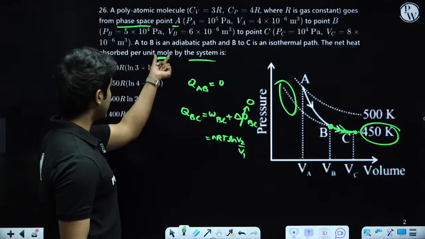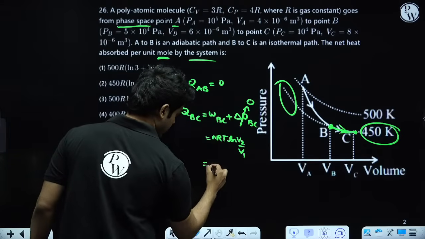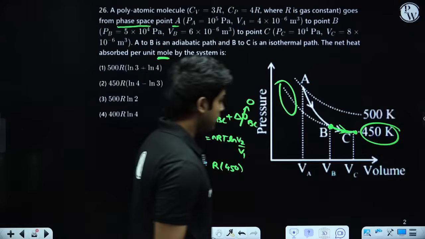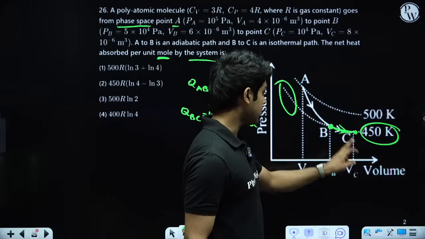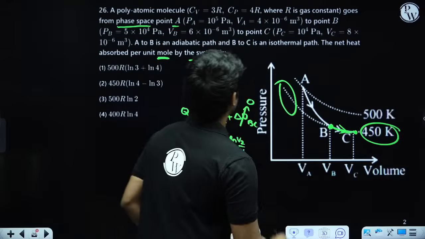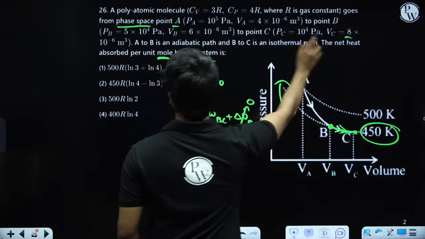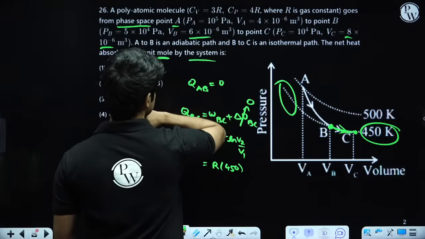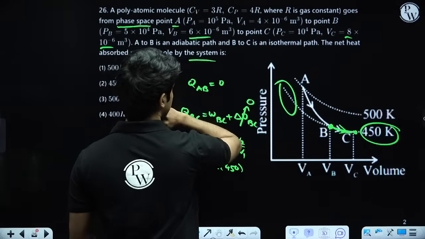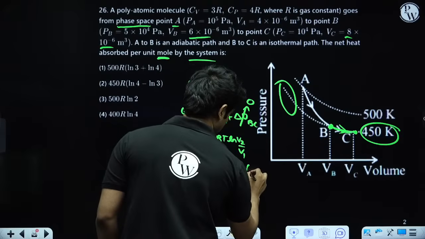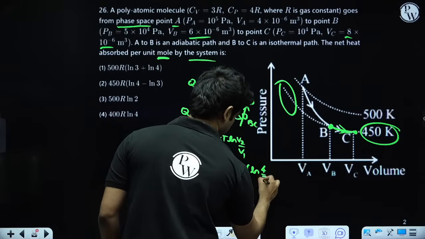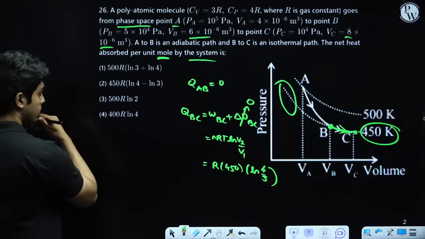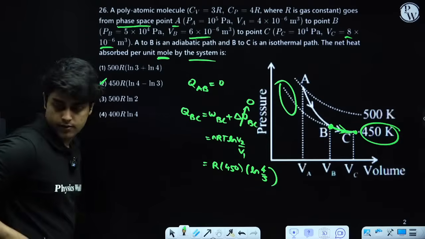So we wanted the answer per unit mole. So n is 1, temperature is 450 Kelvin. Final volume is Vc, initial volume is Vb. Vc is 8 times 10 to the power minus 6, Vb is 6 times 10 to the power minus 6. So Vc divided by Vb will be 4 by 3, so ln of 4 by 3. So this will be the answer. Okay, 450 R (ln 4 minus ln 3). Second option. Okay.